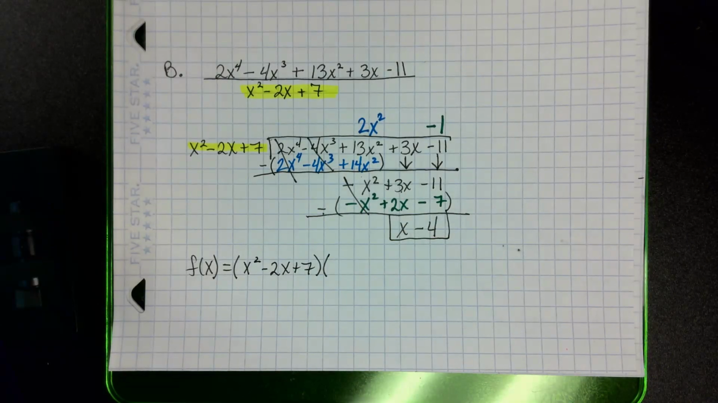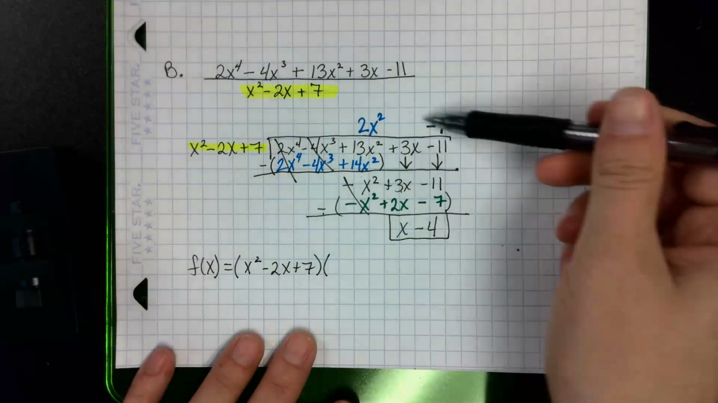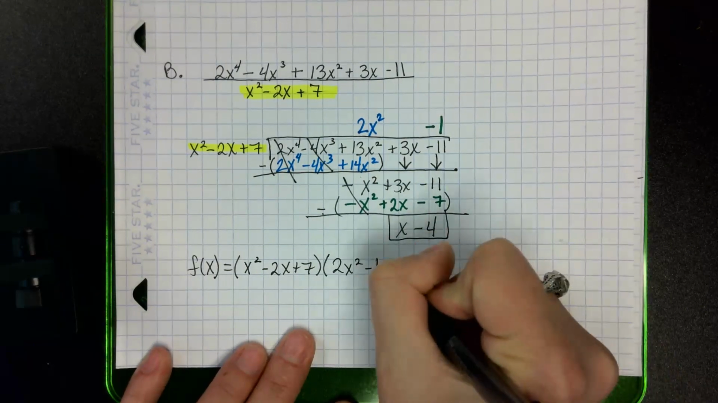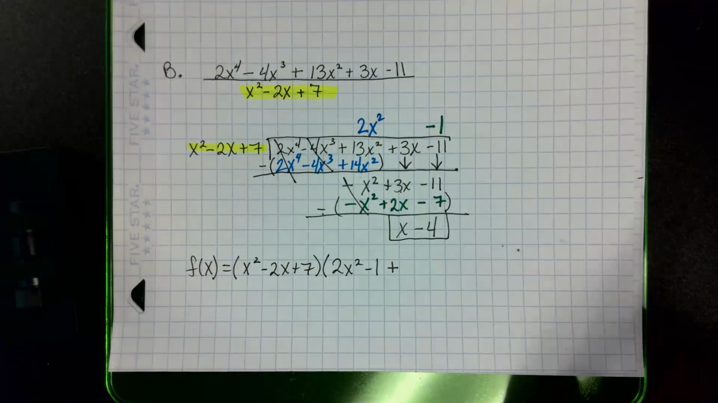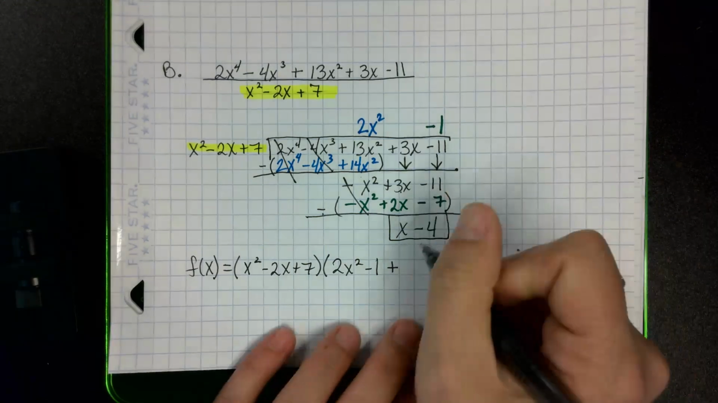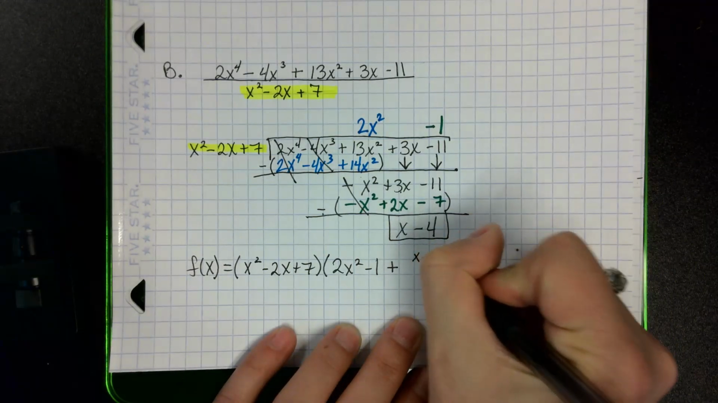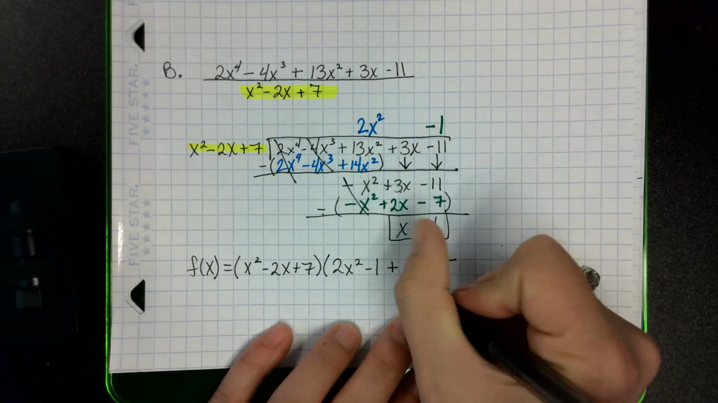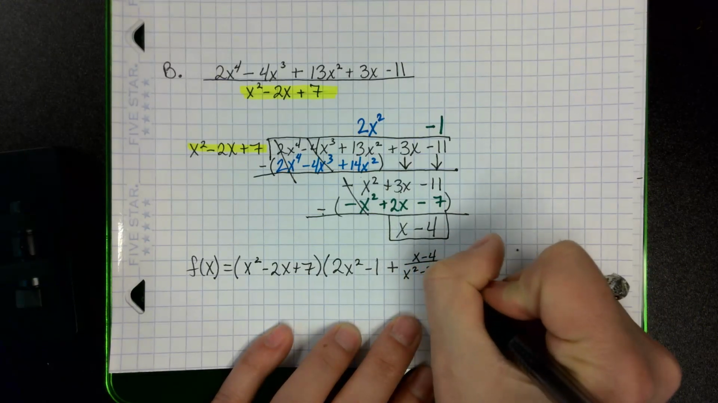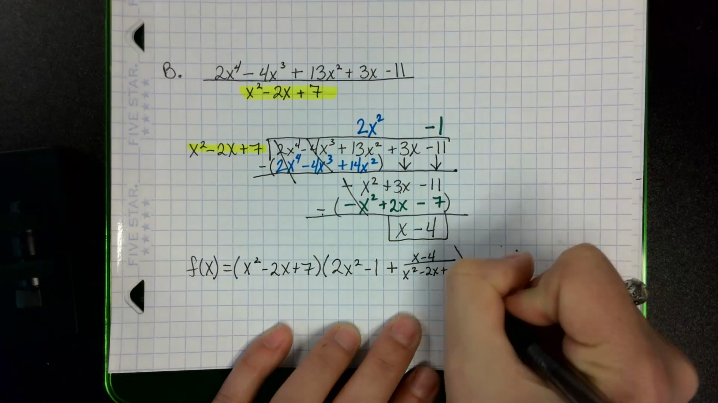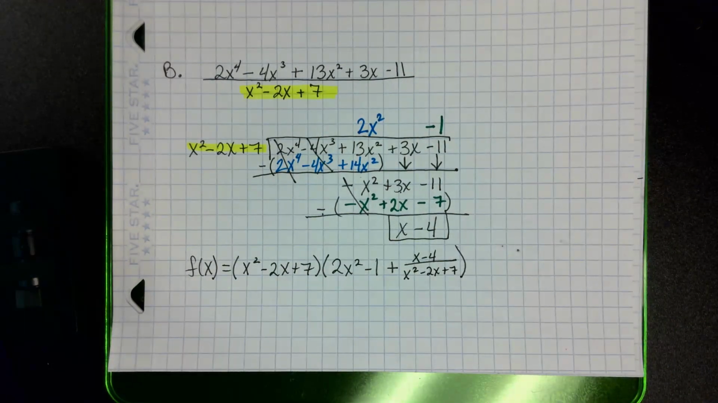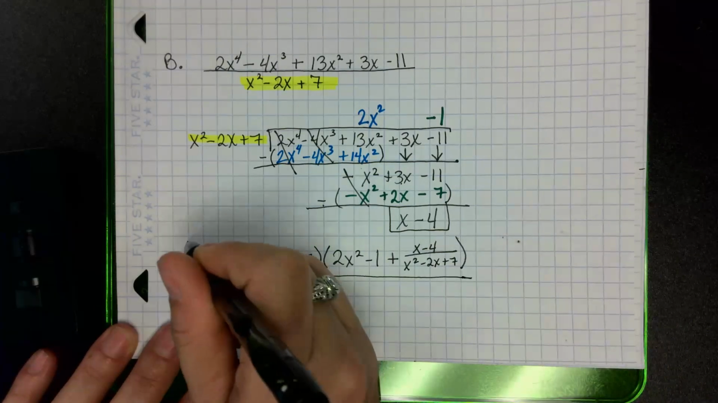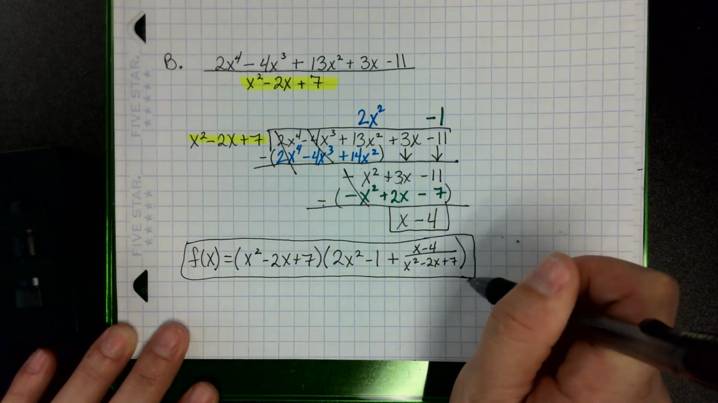times the quotient, which is on top, 2x squared minus 1, plus the remainder, x minus 4, divided by the divisor, because I didn't divide the x minus 4, I had to stop. So x squared minus 2x plus 7. Because that one didn't divide evenly. So that's as much as I could do as far as factoring goes, because it did not factor.